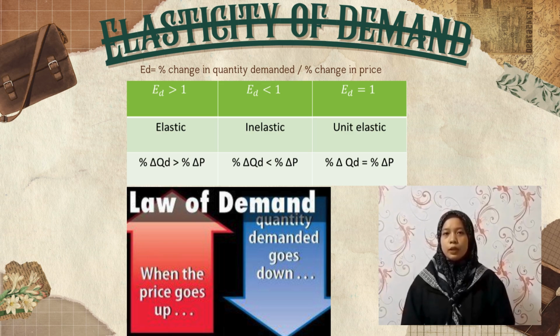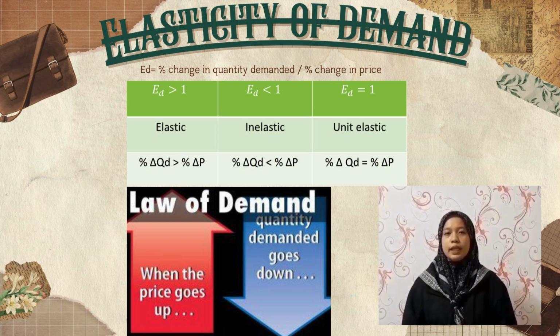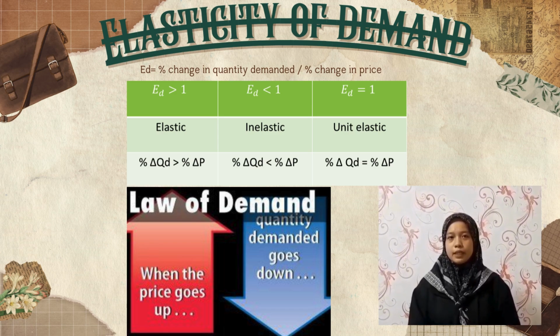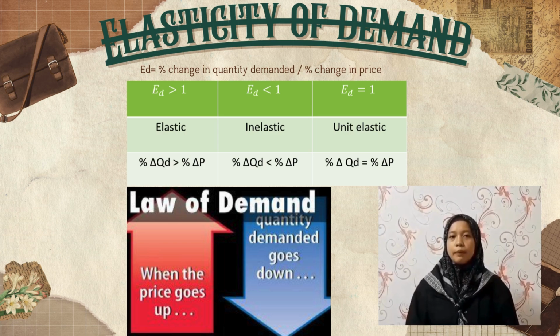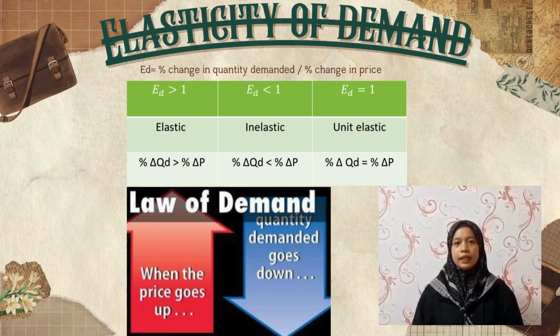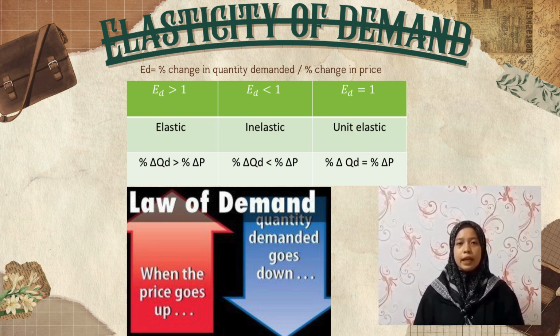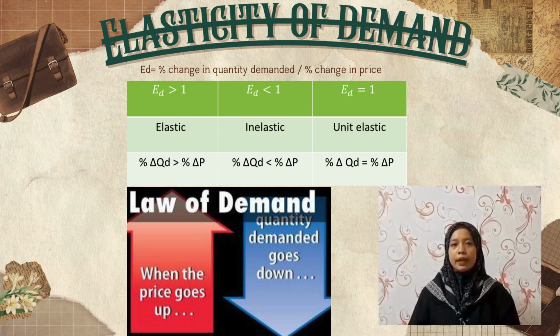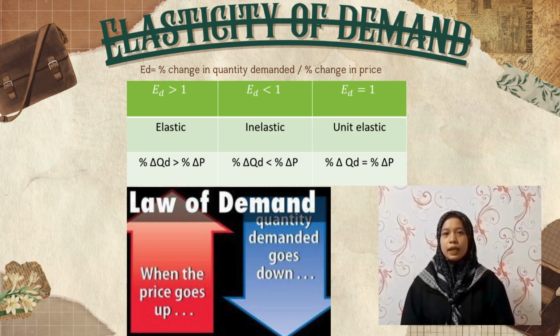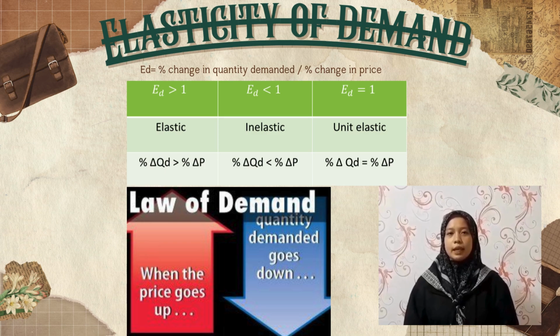Elasticity of demand. The formula of the elasticity of demand is the percentage change in quantity demanded divided by the percentage change in price. For example, when ED is more than 1 it is elastic, but when ED is less than 1 it is inelastic. And lastly, when ED equals 1 it is unit elastic.